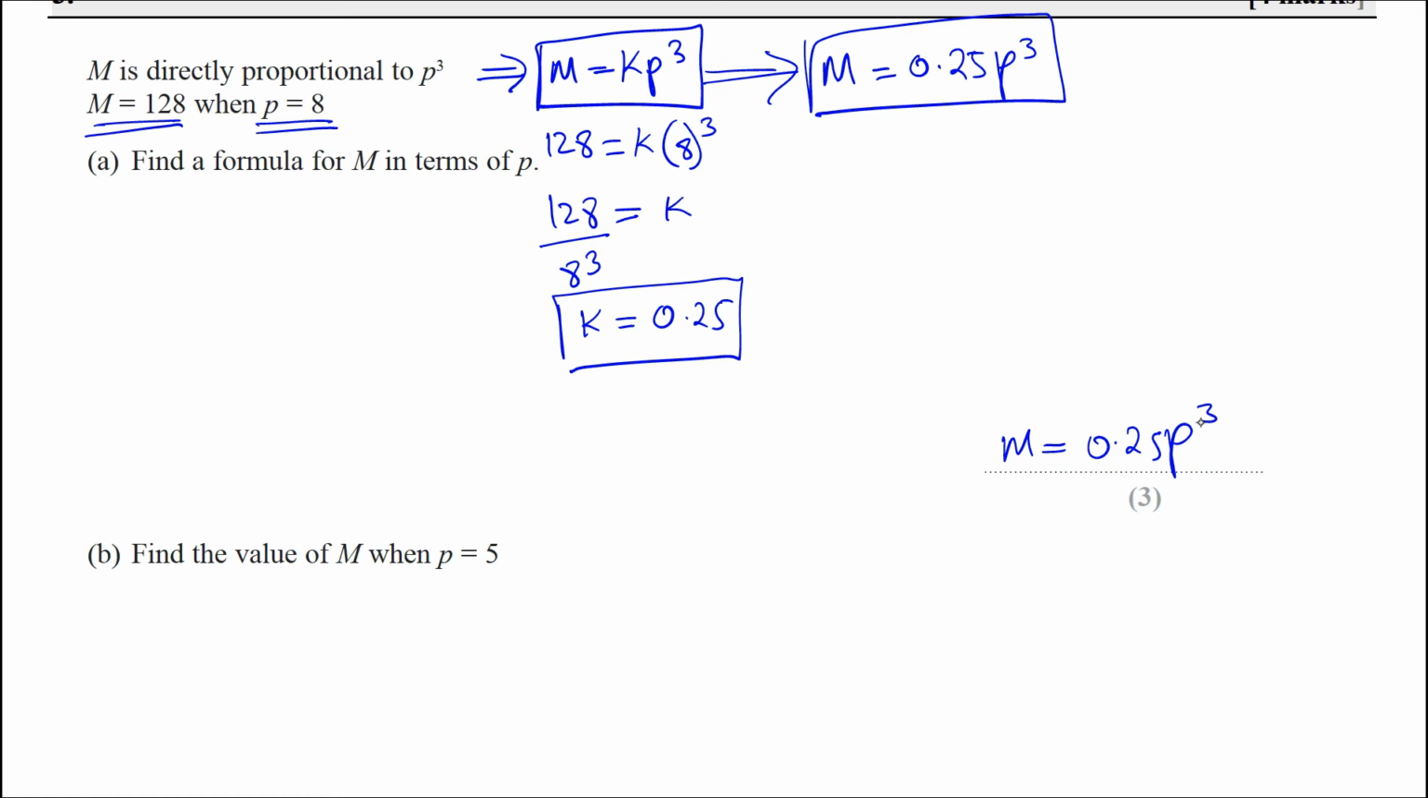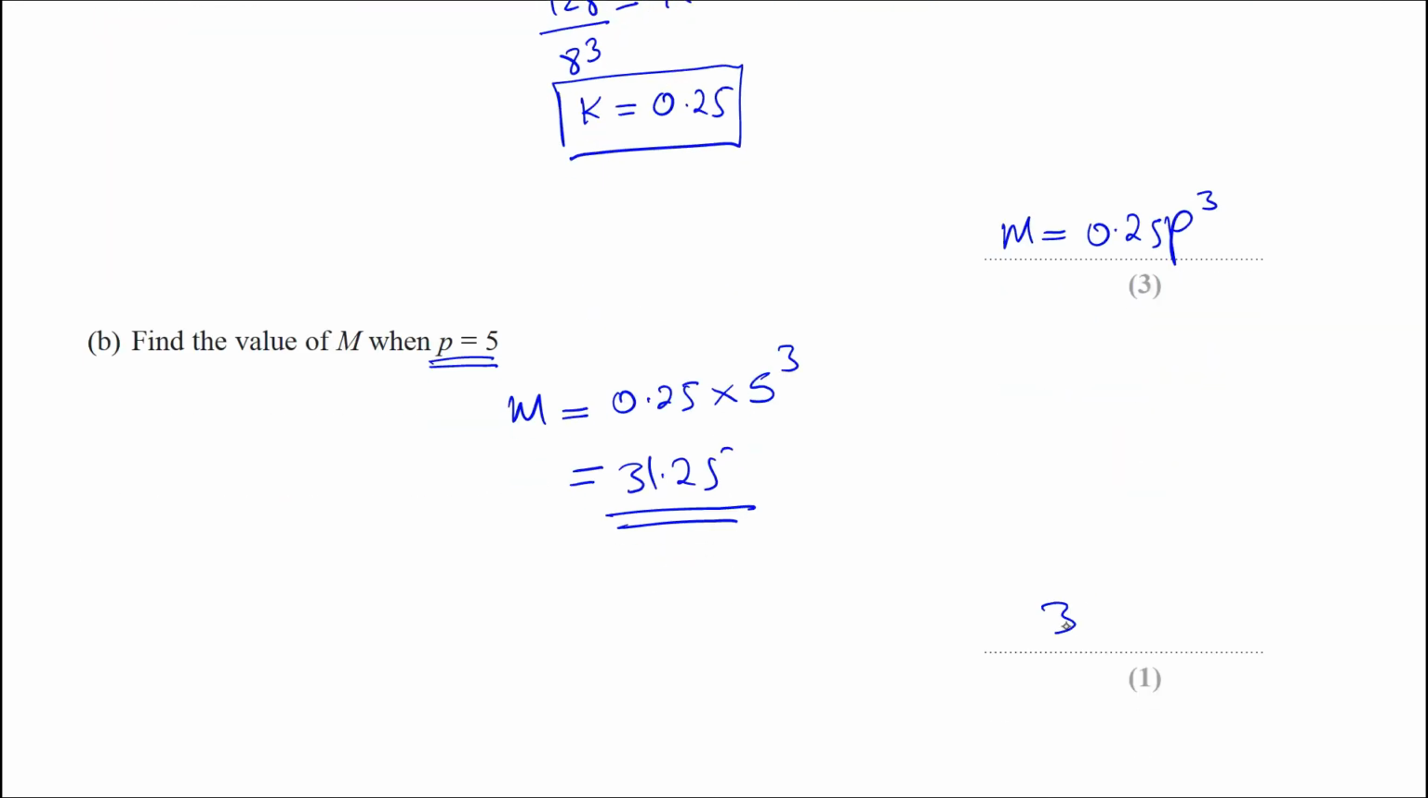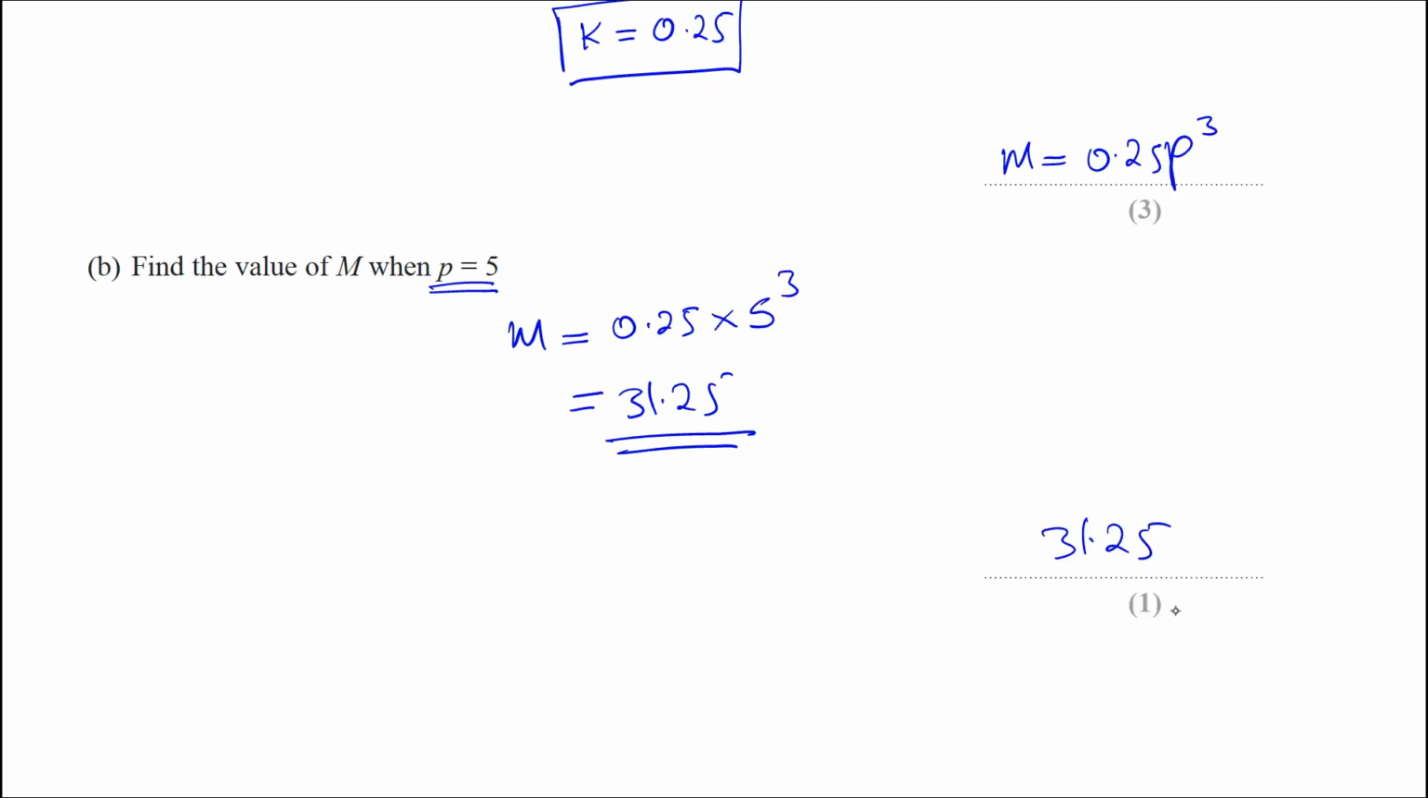And then find the value of M when P is equal to 5. So when P is equal to 5, M will be equal to, using this formula here, 0.25 multiplied by 5 cubed, and that will be 31.25 if you plug it in the calculator. So that will be 31.25. All right.